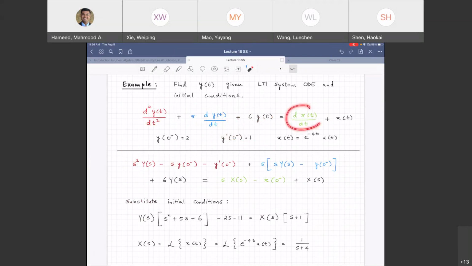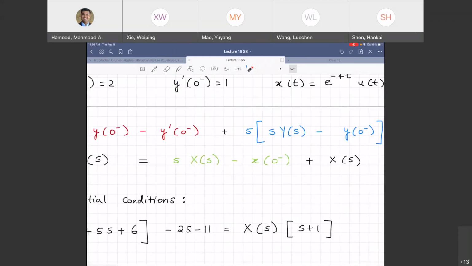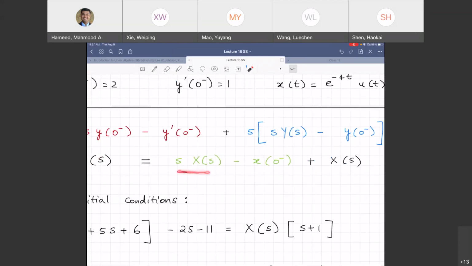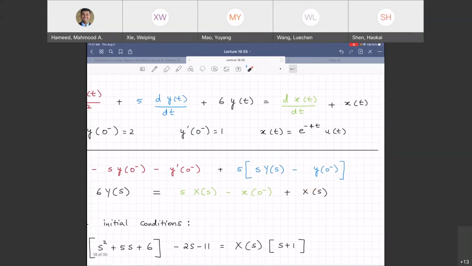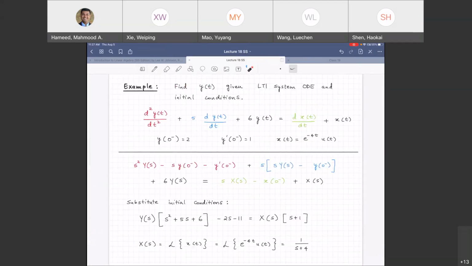On the right-hand side, you have got the first derivative of x. So that means using the unilateral Laplace transform, you have got s x of s minus x of 0 minus. And then x of t will give you x of s. Now, because I'm given x of t, I can evaluate these terms, right? X of s is going to be 1 divided by s plus 4. And this term just before 0 is going to be what? The input at time 0 is going to be a 1, right?